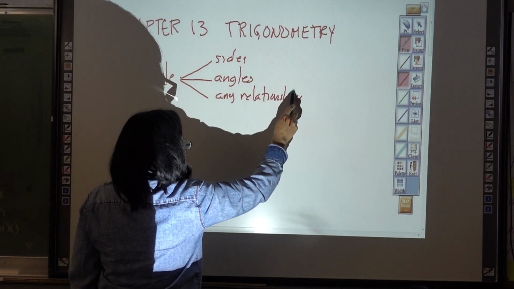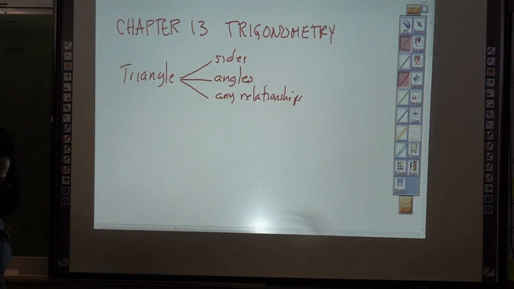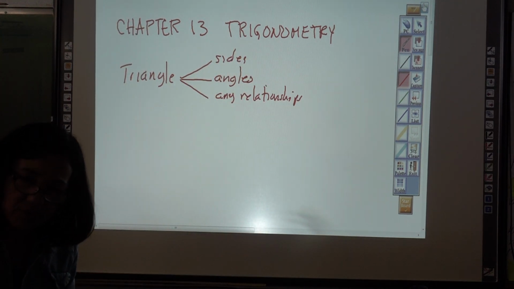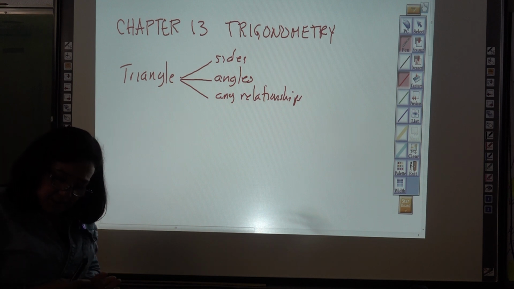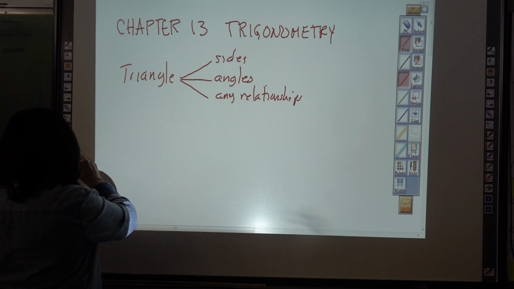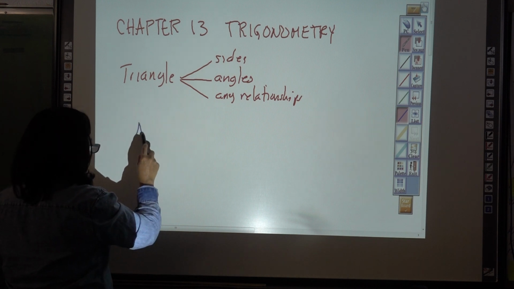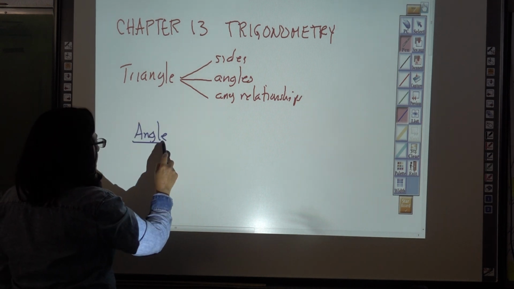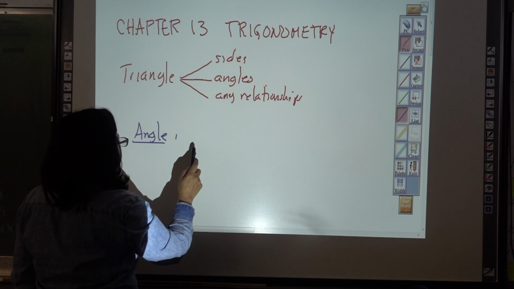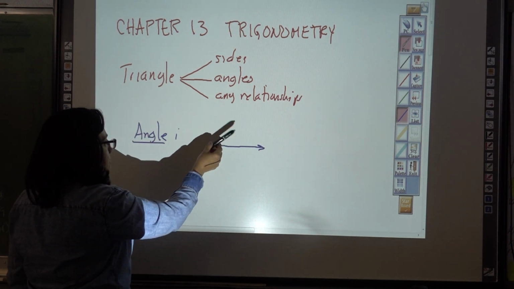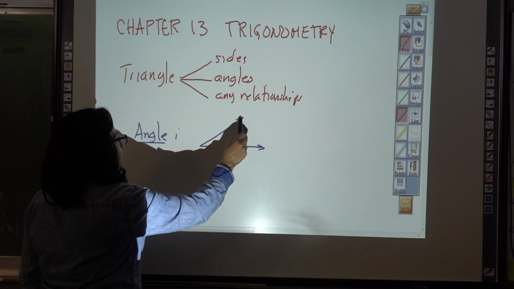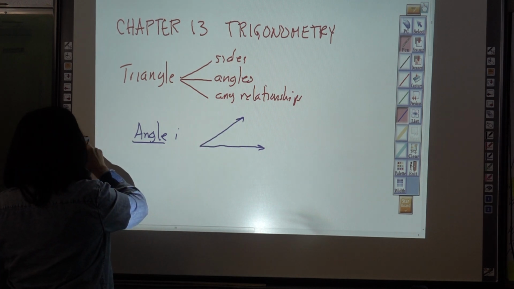Okay, so that is what we're going to study today, and we're going to start with the basic definition of what an angle is. An angle is determined by a rotation of a ray. You have a ray, and we rotate it. It ends up right there. So this is what an angle is.